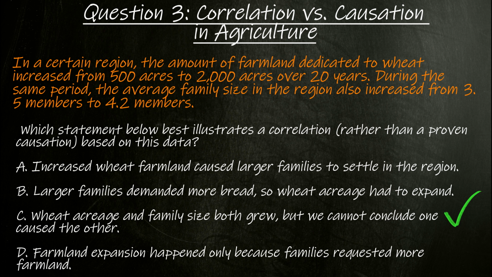For this to be causation, we would need evidence showing that increasing wheat acreage directly led to larger family sizes, or that growing families somehow caused more wheat to be planted. But there's no clear reason why these two things would be directly connected. Instead, there could be an outside factor influencing both, such as economic growth, changes in land use policies, or shifts in population trends.